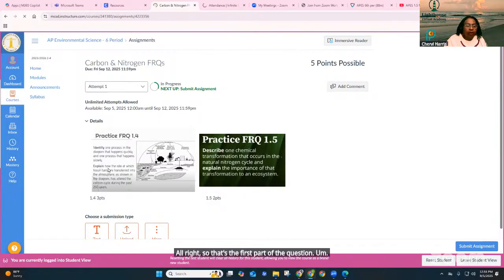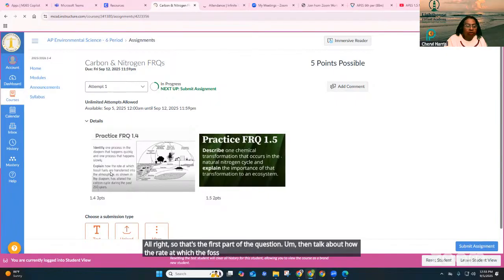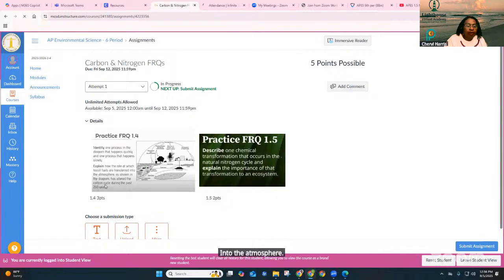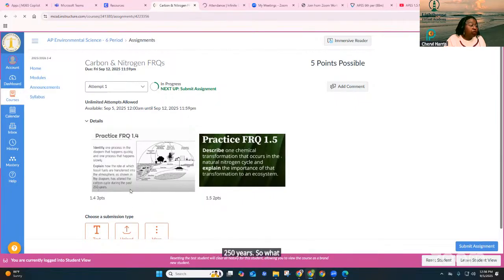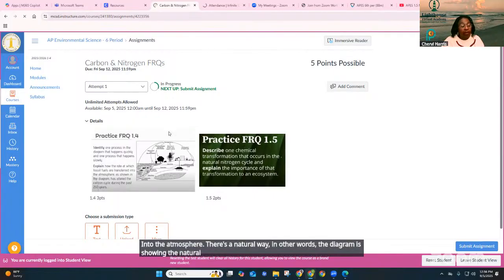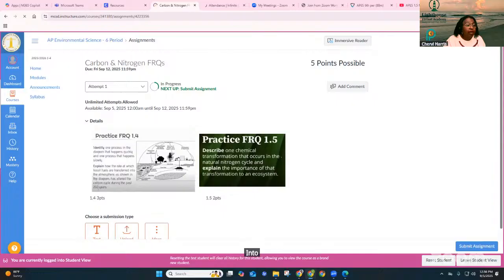Then talk about how the rate at which the fossils are transferred into the atmosphere, as shown in the diagram, has altered carbon dioxide during the past 250 years. So what are we doing to add more carbon dioxide into the atmosphere? There's a natural way. In other words, the diagram is showing the natural way that carbon dioxide should get into the atmosphere. But what are we doing in the last couple of years that is increasing the amount of carbon dioxide in this cycle? Okay, so that's that question.